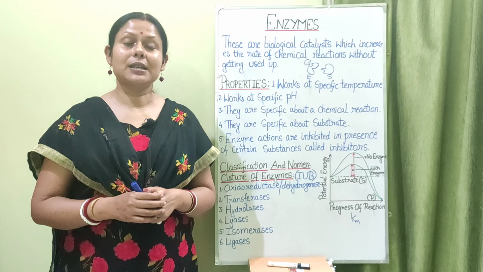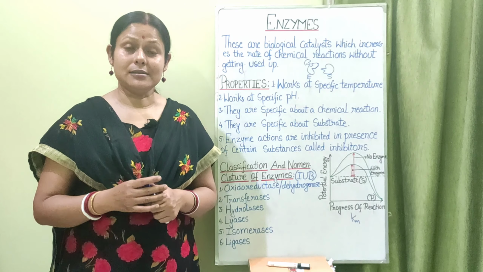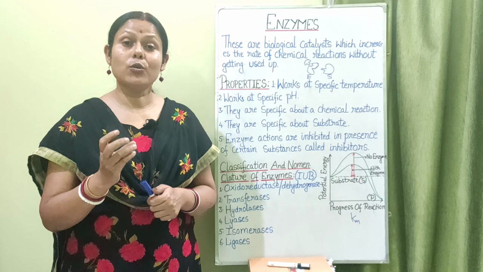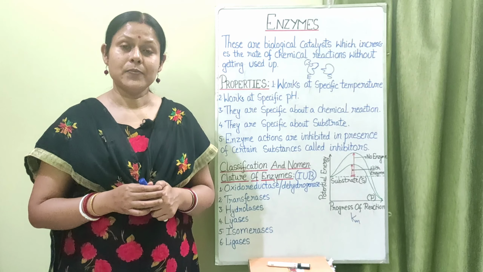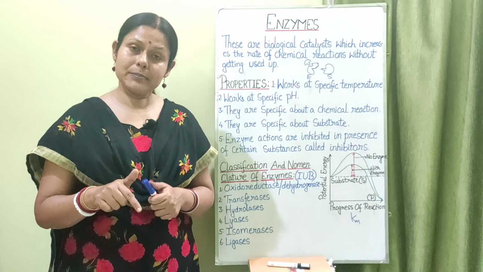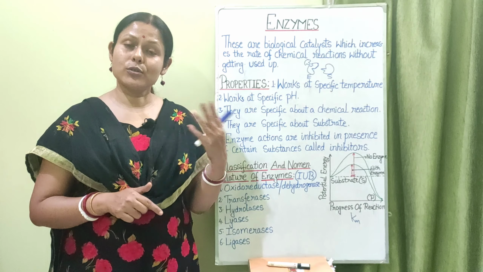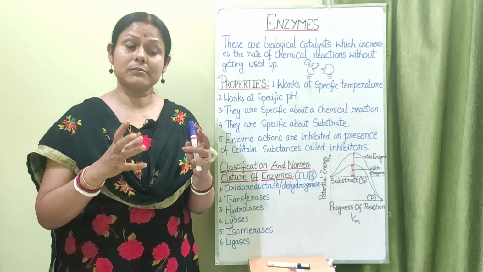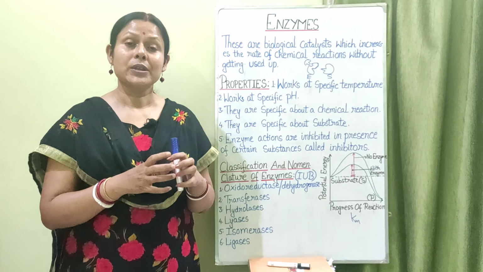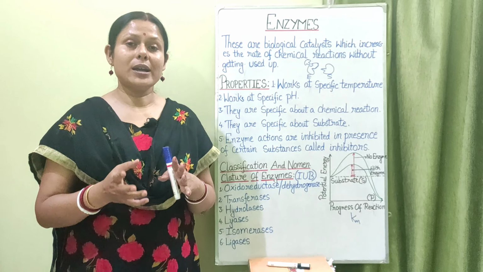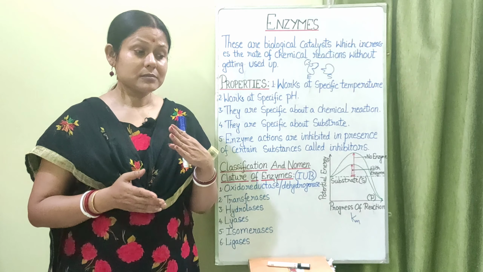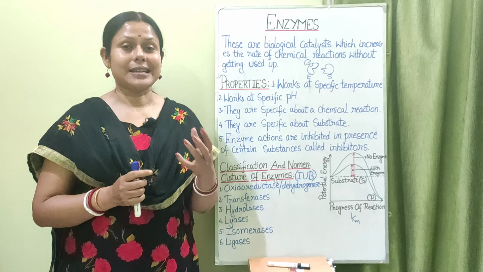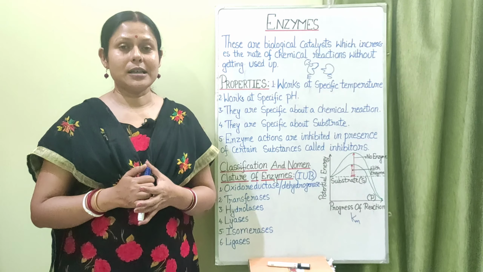For example, NAD is a coenzyme. You might have heard about acetyl CoA. So these are the coenzymes. Coenzymes are also organic compounds. Prosthetic groups are also organic compounds. But what is the fundamental difference? Prosthetic groups are tightly bound with the protein part of the enzyme, whereas the coenzyme is not so tightly bound. It is loosely bound with the enzyme part.